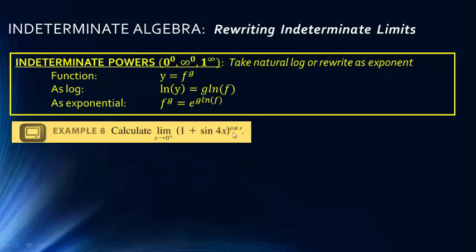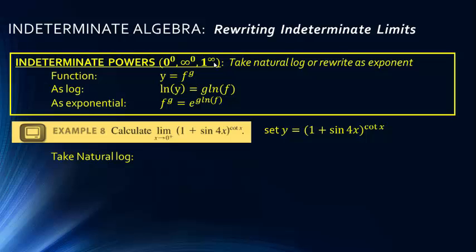Notice that the cotangent, the sine, let's look inside first. The sine of 0 is 0, and 1 plus 0 is 1, so we have 1 as the base. The cotangent, as we get closer and closer to 0, is an asymptote, so this is going to infinity. So we do have the indeterminate form 1 to infinity.